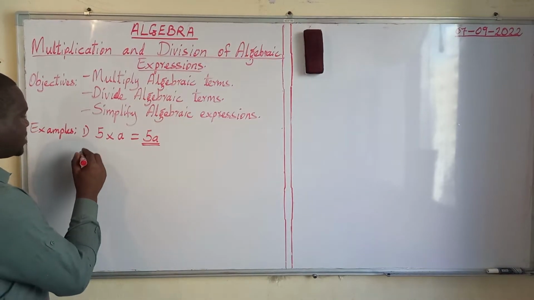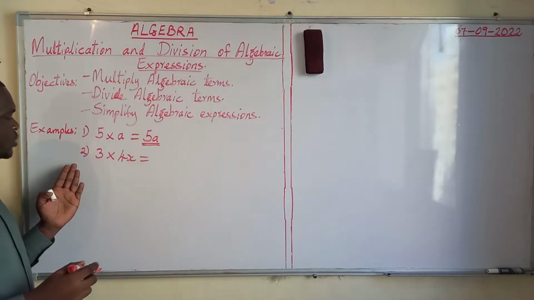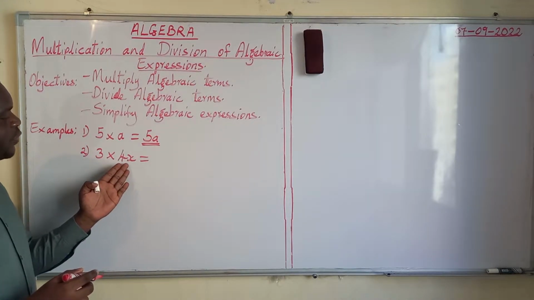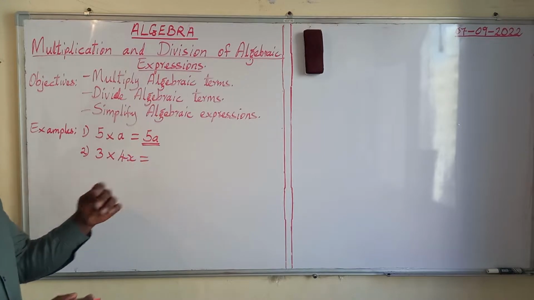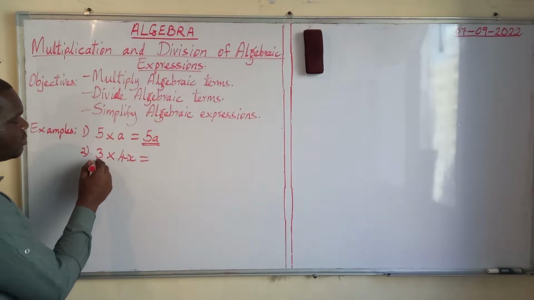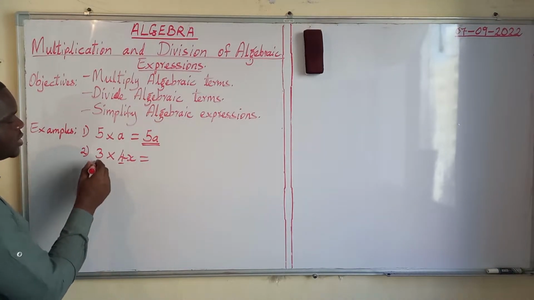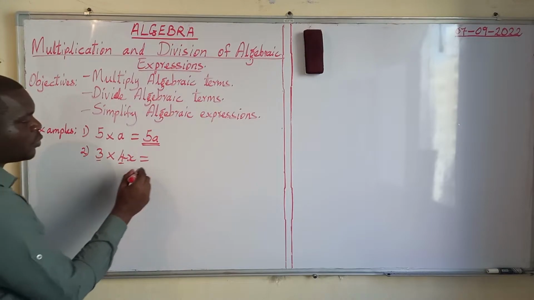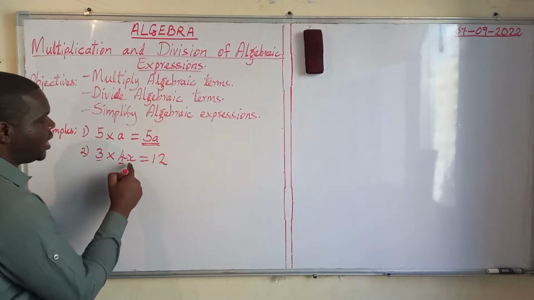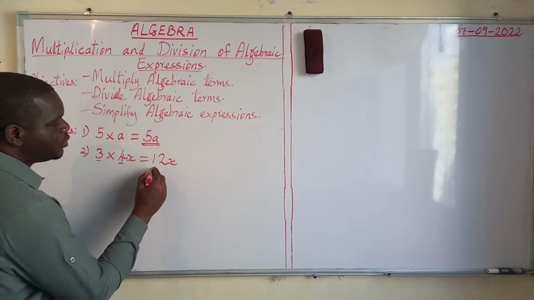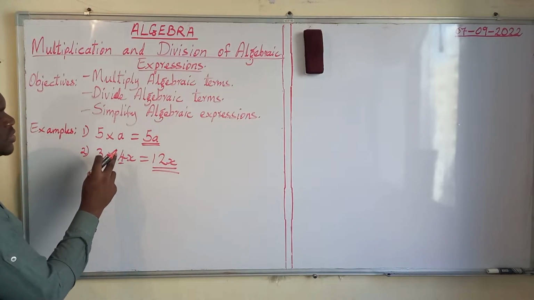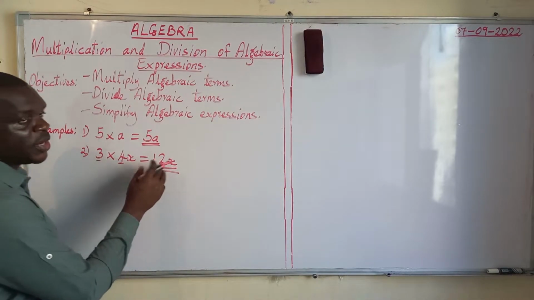Let's look at the second example, number 2. Number 2 says 3 times 4x. In this case, what do we do? We identify the whole numbers and multiply these whole numbers. 3 times 4, which is equal to 12, and our x will follow suit. So 3 times 4x is equal to 12x.